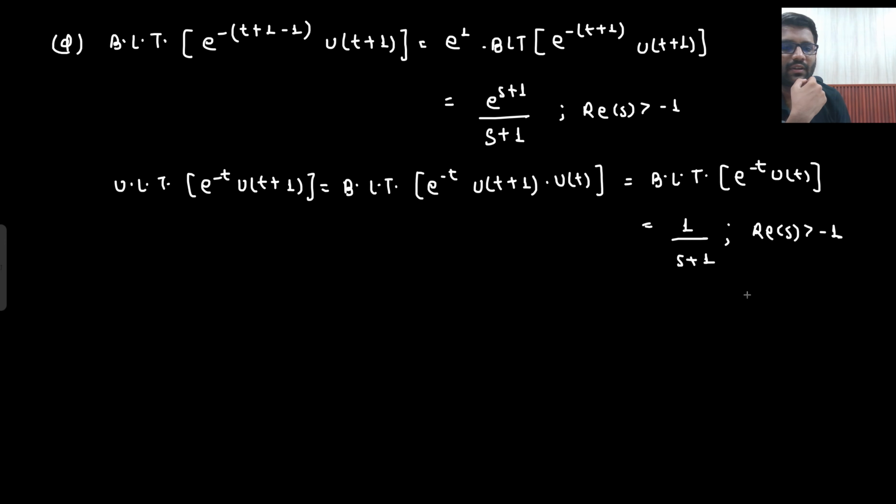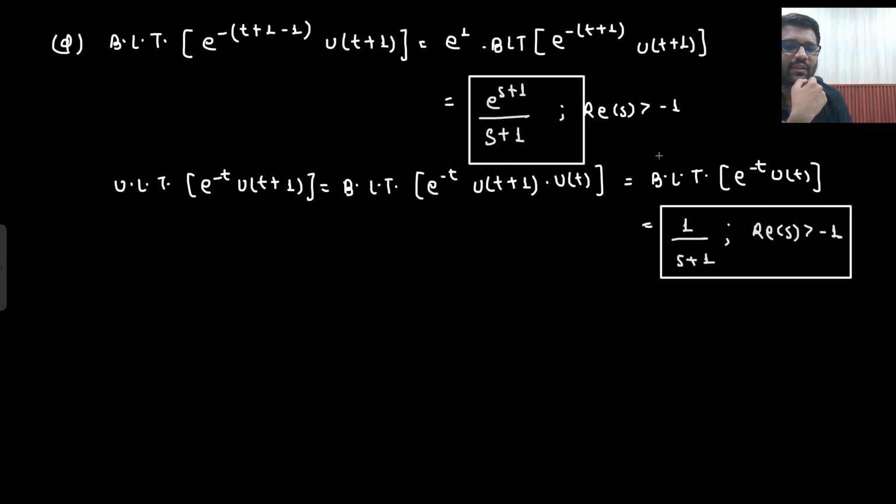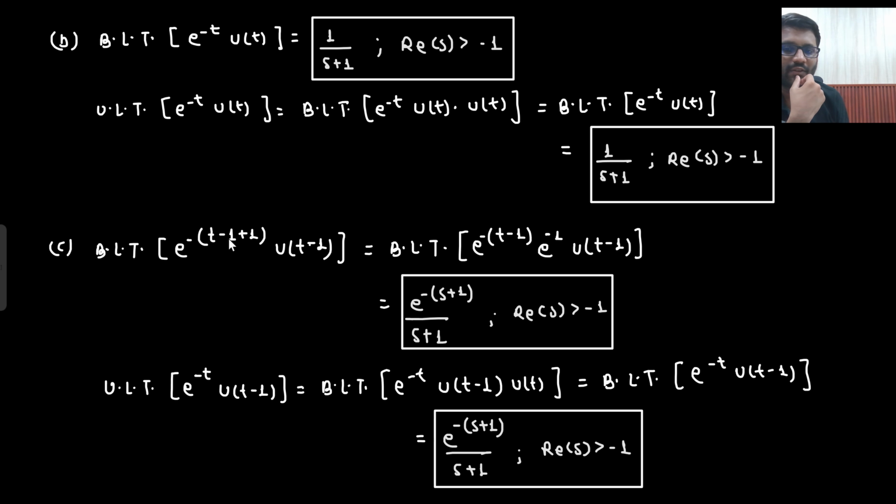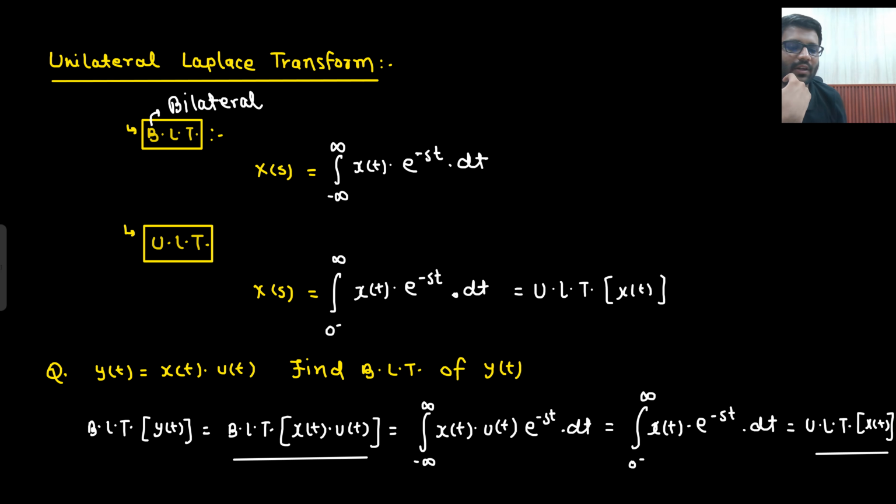So here both are different. What kind of signal was u of t plus 1? It was a non-causal signal. What kind of signal was this one? It was a causal signal. So for a causal signal, unilateral and bilateral Laplace transform are the same, and it is very obvious as well, because a causal signal will start from 0 to infinity. So even in the basic formula of a bilateral Laplace transform, minus infinity to 0 will be 0 only.